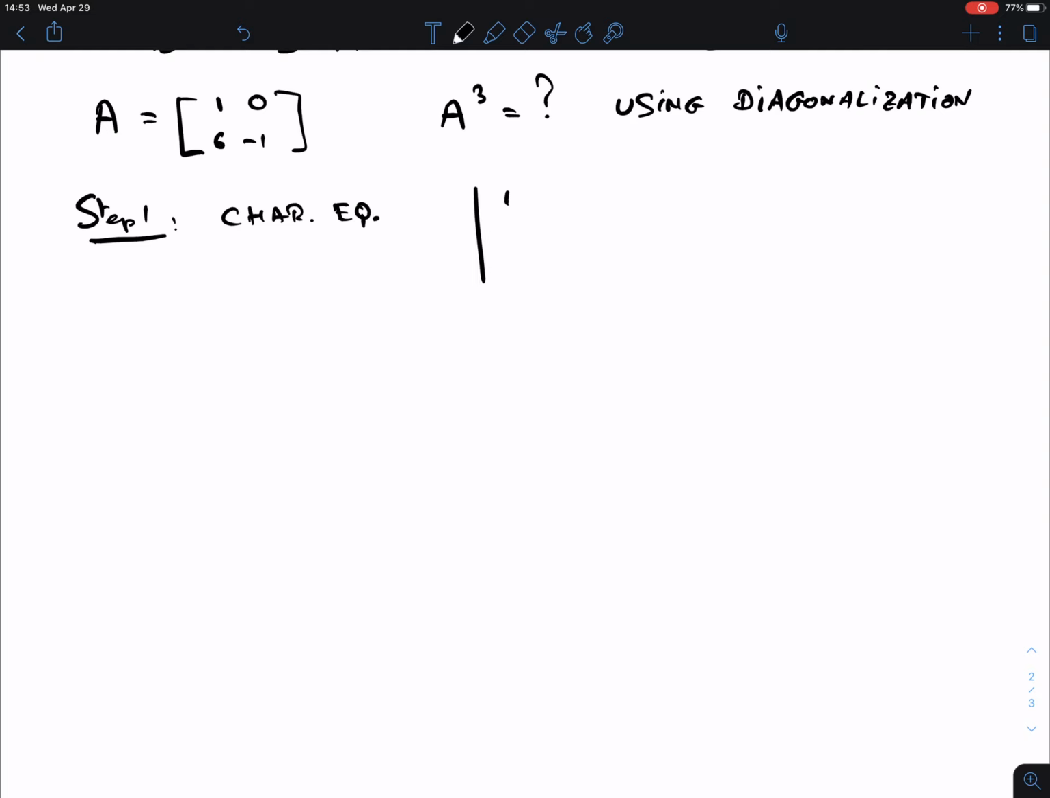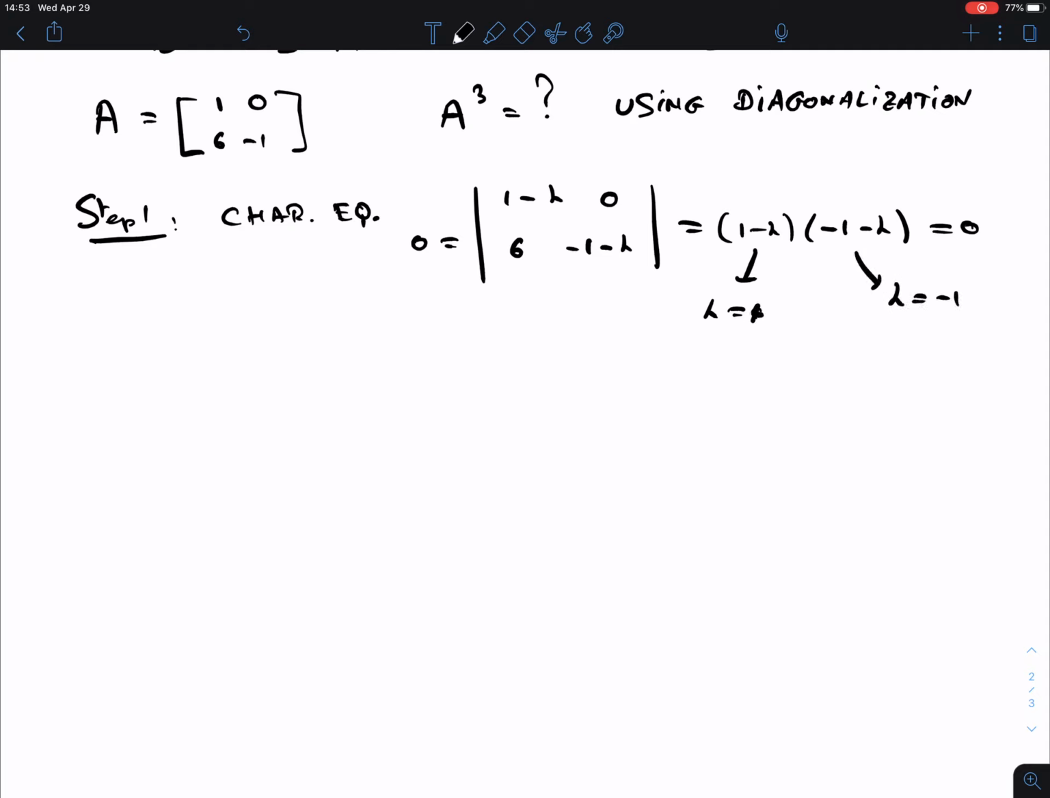And that is subtract lambda from the diagonal. Well, we put this equal to 0, and this is very simple. That is (1 minus lambda) times (minus 1 minus lambda). If we put this equal to 0, this is lambda equals 1, and this is lambda equals negative 1. Be careful with all the negative signs here, right? Because if this is lambda minus, this is minus lambda plus 1, right?